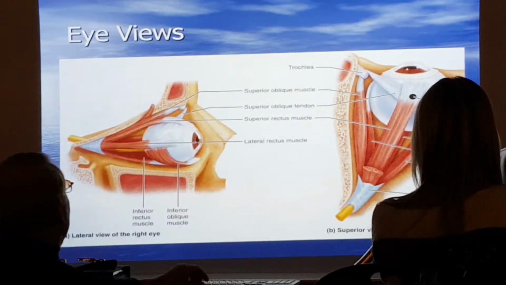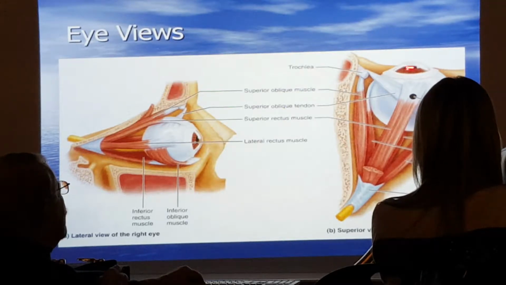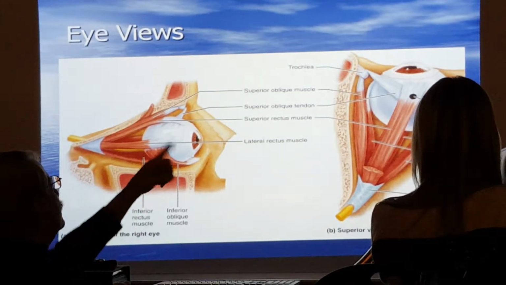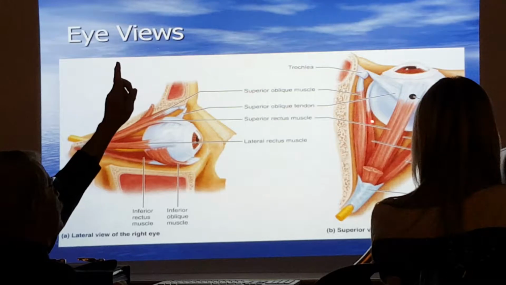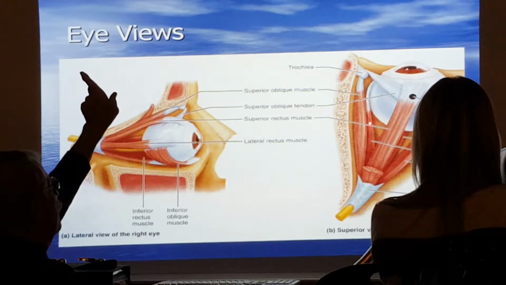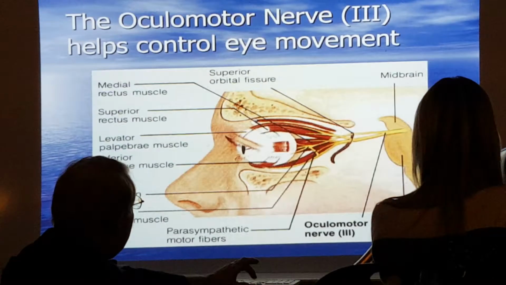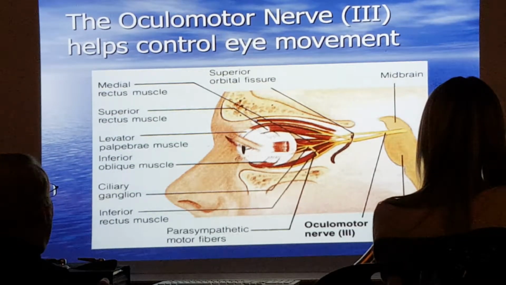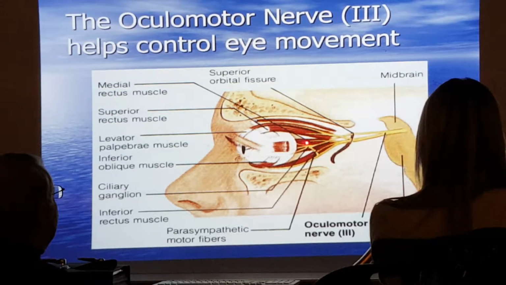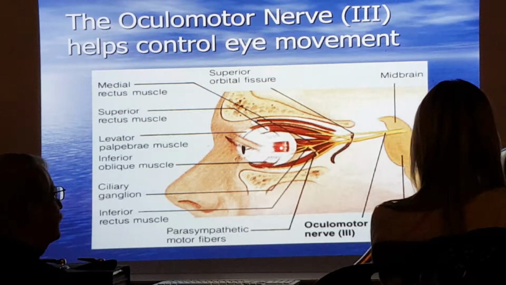Okay, another picture of the extrinsic muscles, and this is the top view showing the superior oblique, and the superior rectus pulls your eye up, and the lateral rectus pulls it out to the outside, the medial rectus pulls it in to the inside, and the inferior rectus pulls it down so that you'd be looking down. So the oculomotor controls the superior rectus, the inferior rectus, the medial rectus, but not the lateral rectus, very importantly.